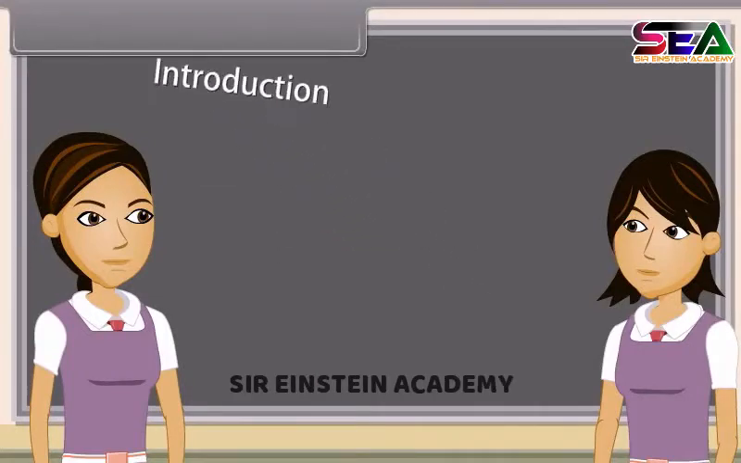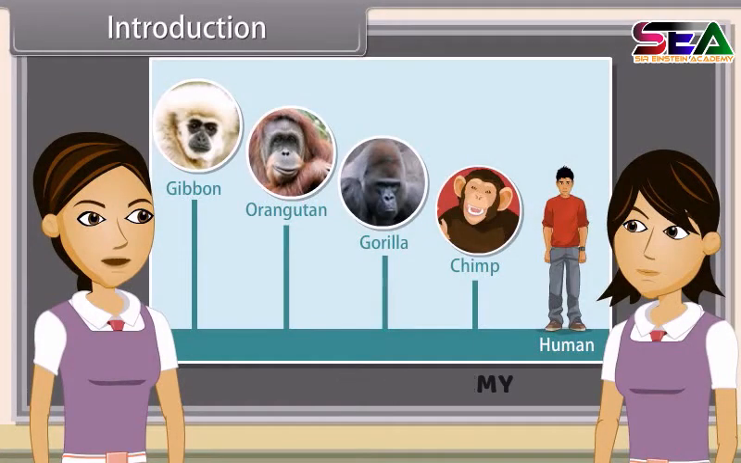Introduction. Hey Sunita, look at this chart. What can you observe from this chart? It depicts that human, chimpanzee, gorilla and other two animals possess some similarities and differences. Yes. What is the basis of these similarities and differences?